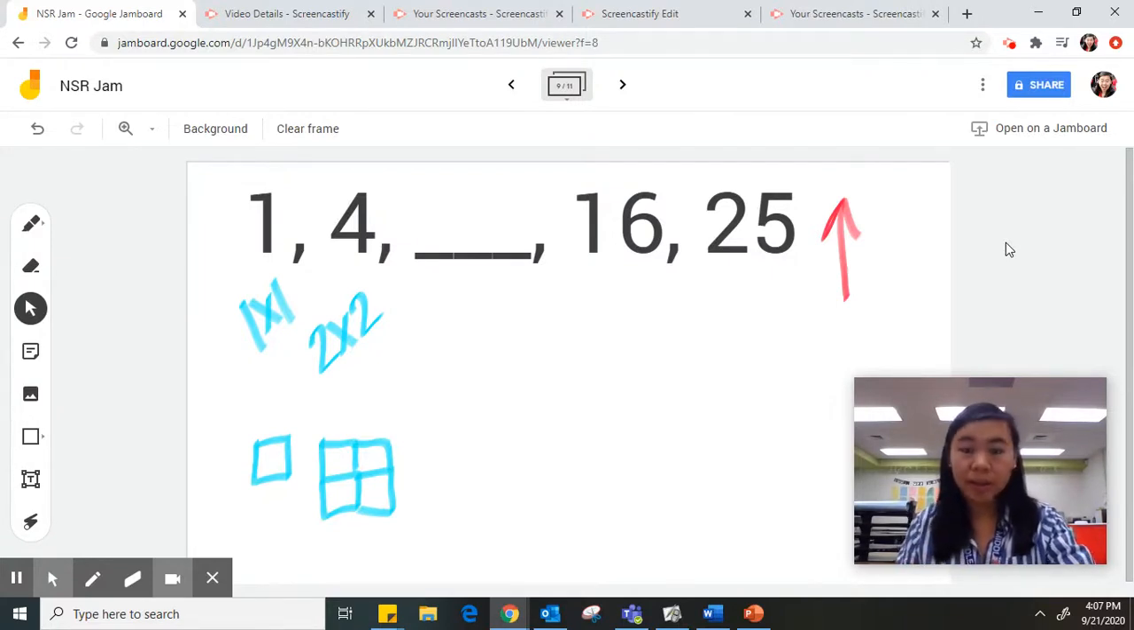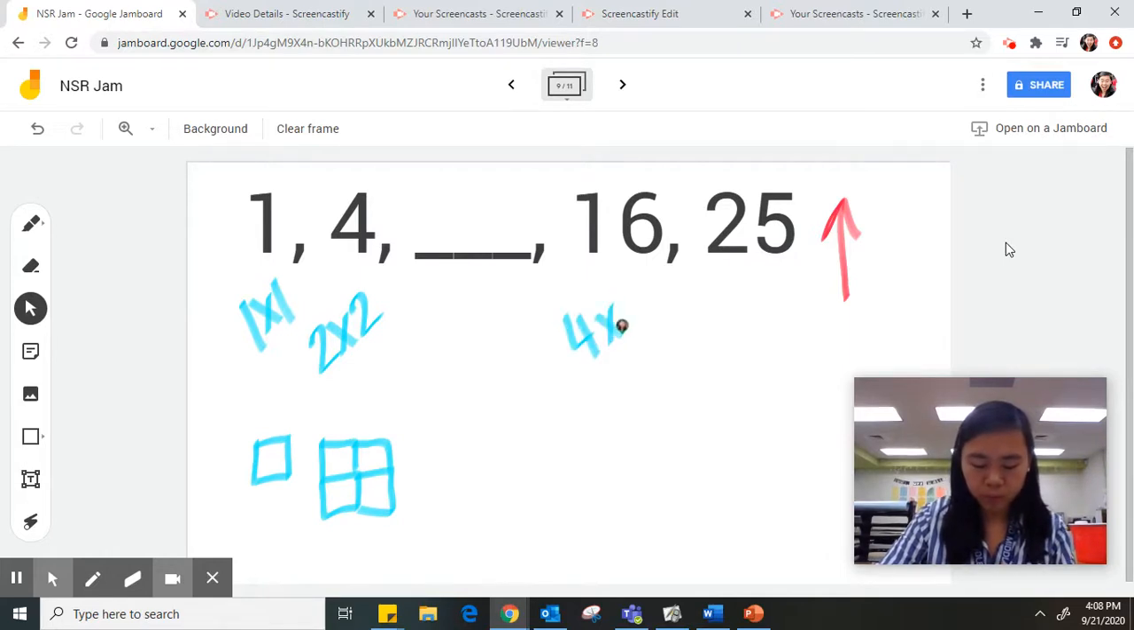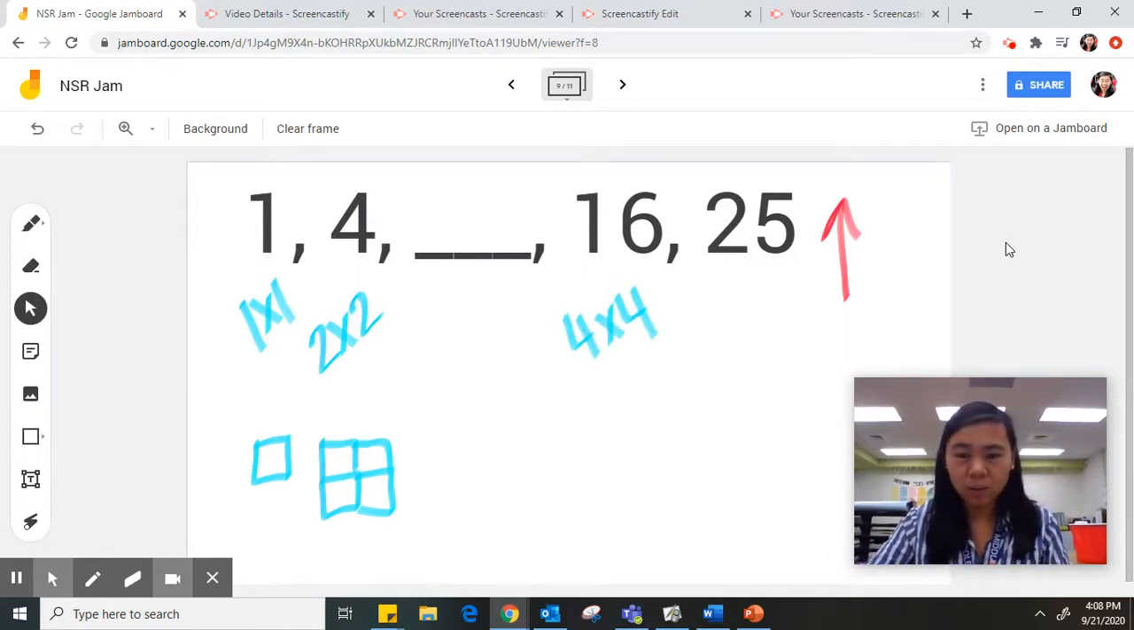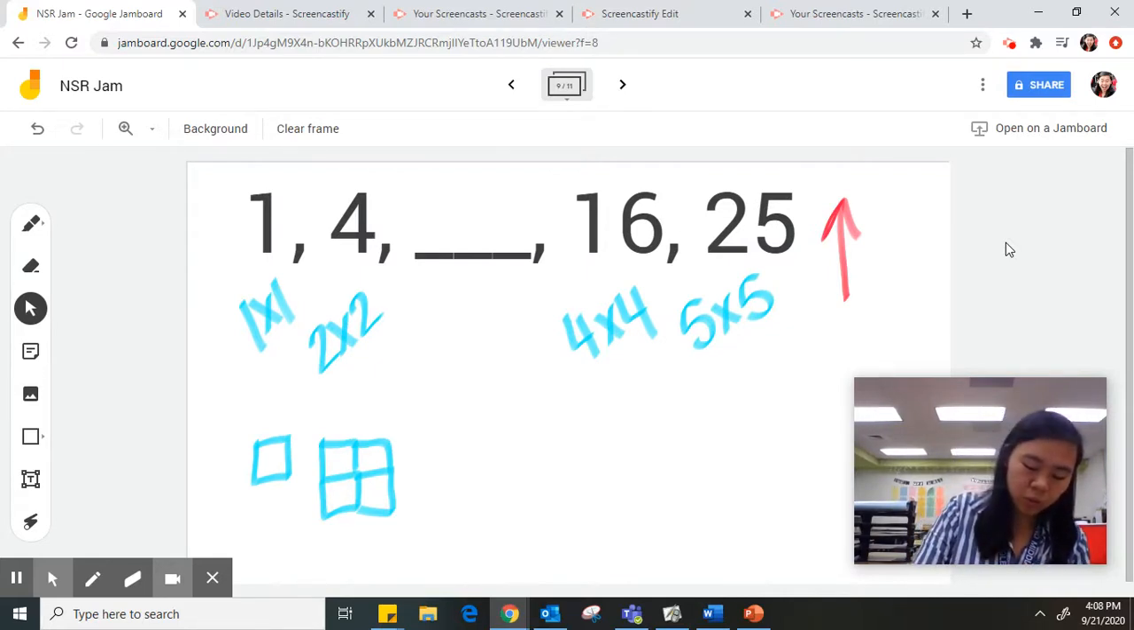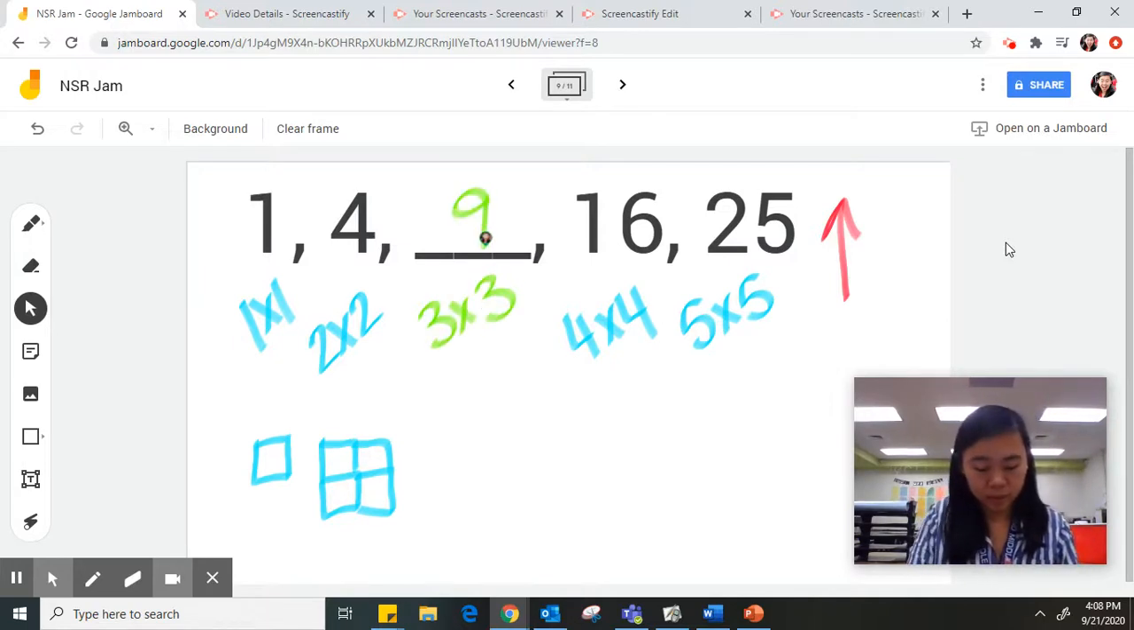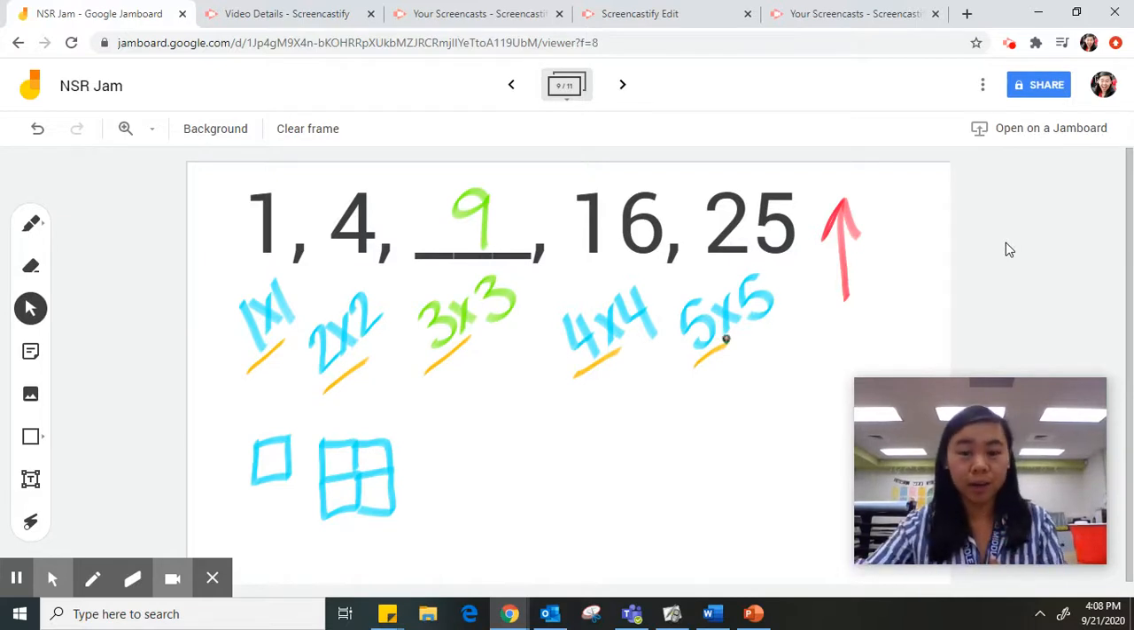Now, I know whatever goes in this blank has to be bigger than 2 because my numbers are getting bigger. They're increasing. So my side length has to be bigger than 2. What times itself gives you 16? 4 times 4 gives you 16. And then what times itself gives you 25? 5 times 5. Right? As you can see, they're all getting bigger. They're all increasing. And my missing perfect square is a 3 by 3 square, which would give you 9. Okay, so take a look right here. My side lengths, 1, 2, 3, 4, 5. They're all increasing. They're all going up.